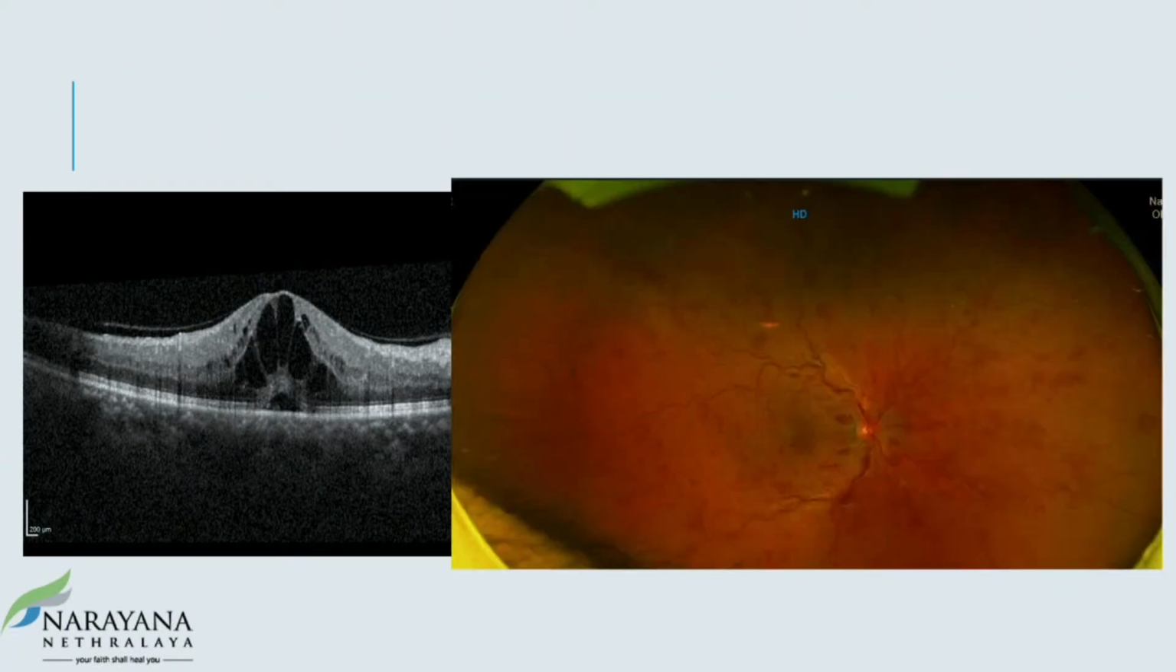CME, and cause is CRVO. CRVO, CME, you can see an equal distribution of the edema across the fovea. On either side, you can see the edema.